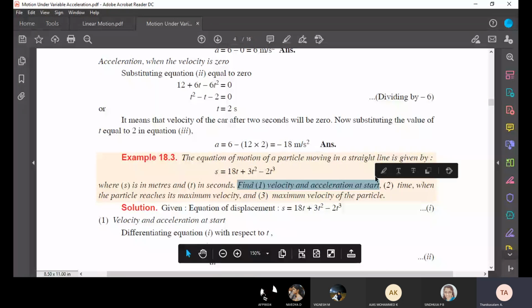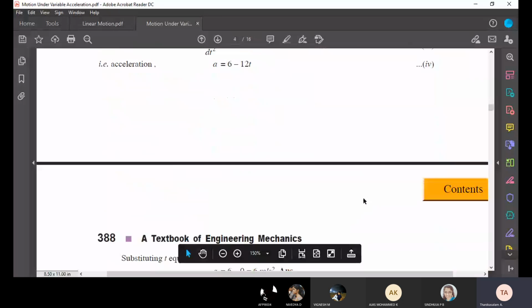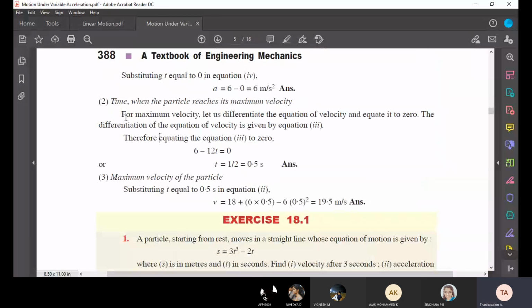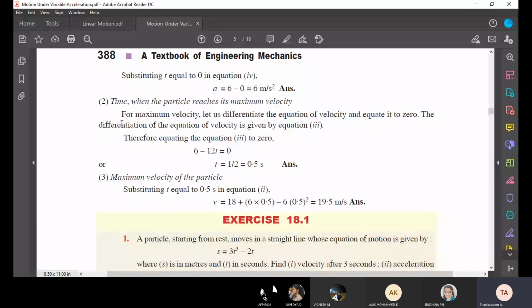Now they are asking for the time when the particle reaches its maximum velocity. Students, what is the time when it reaches its maximum velocity? They are asking time. For maximum velocity, let us differentiate the equation of velocity and equate it to 0. So you have to differentiate the equation of velocity and equate it to 0.